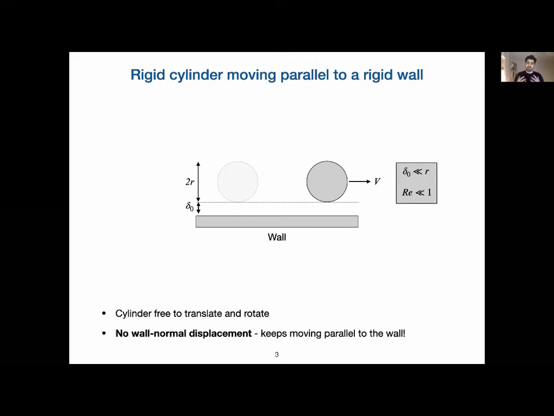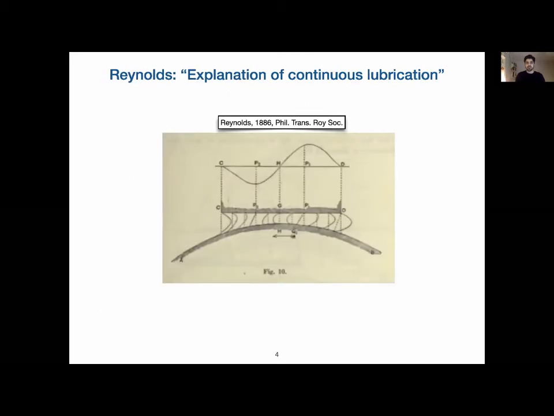And that is a bit counterintuitive because you would think that the presence of the wall would break the symmetry of the problem, and thus there should be some sort of a repulsion force on the cylinder. But that's not the case for very low Reynolds numbers. And this was explained already by Reynolds in 1886.